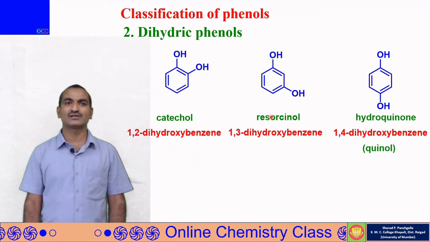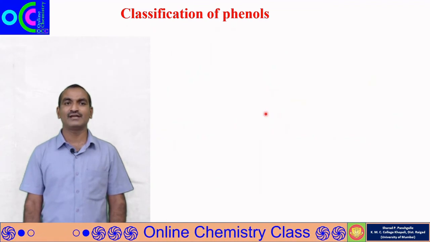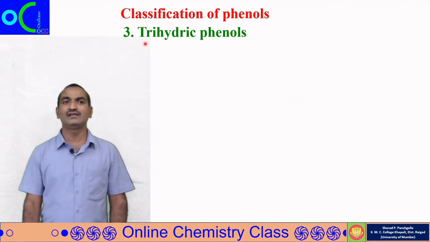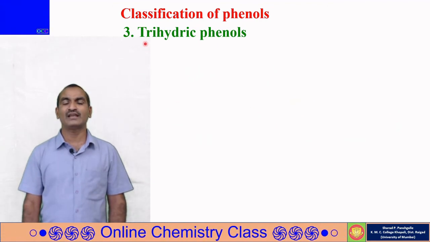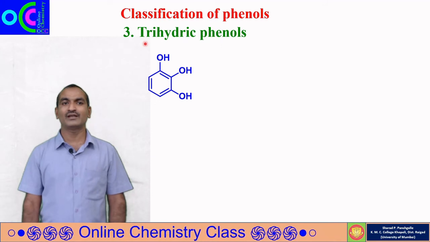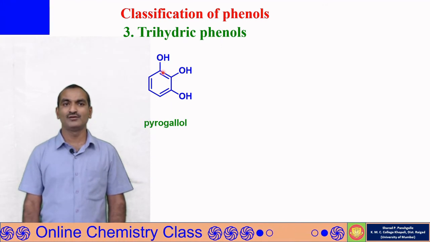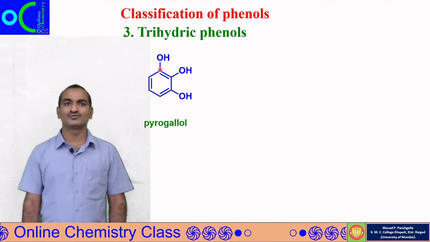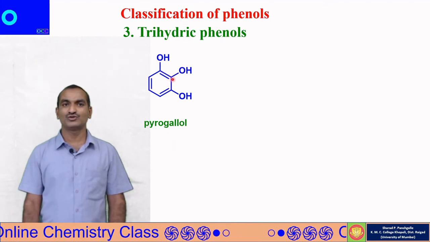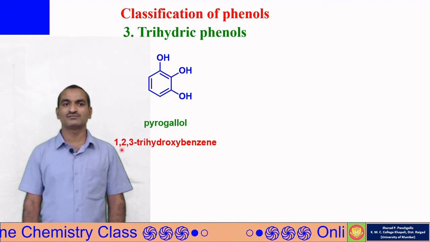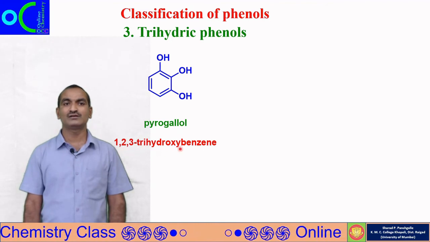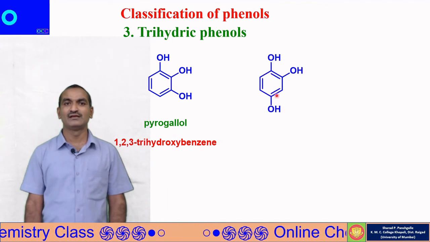Now we are going to discuss the trihydric phenol. In trihydric phenol, three hydroxy groups are directly bonded to the aromatic ring. The name of this compound is pyrogallol. The three hydroxy groups are present at position 1, position 2 and position 3. So this will be known as 1,2,3-trihydroxybenzene.